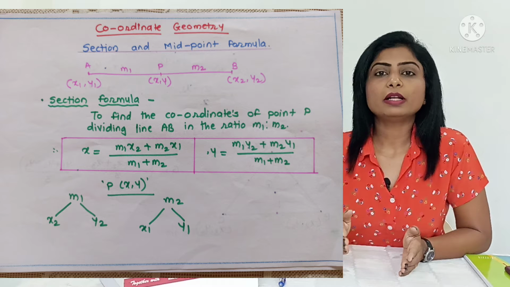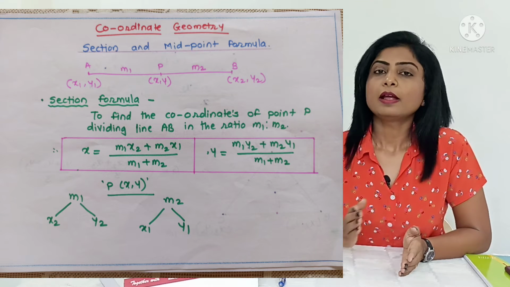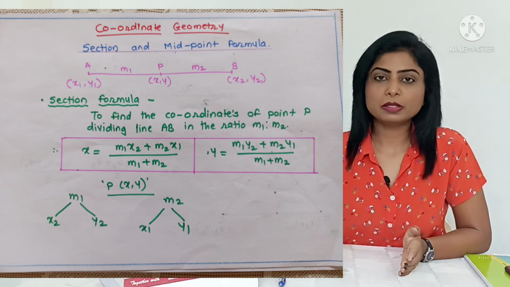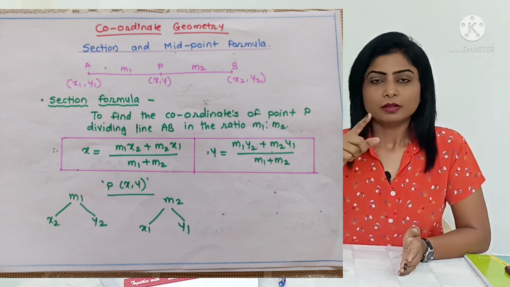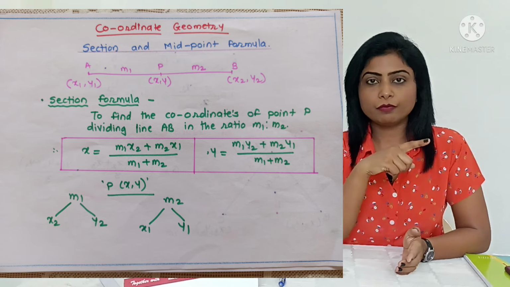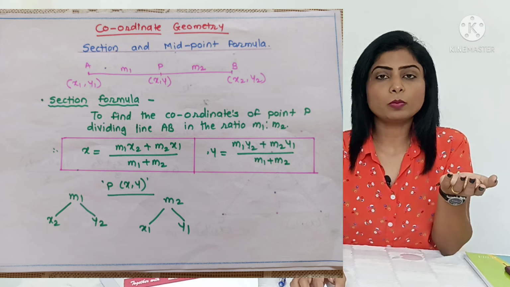x is equal to (m1 x2 plus m2 x1) upon (m1 plus m2), right? And y will be (m1 y2 plus m2 y1) upon (m1 plus m2). Here I have shown, see, now x2 and y2 are multiplied by m1, and x1 y1 will be multiplied by m2, reverse. What type of problems are here?